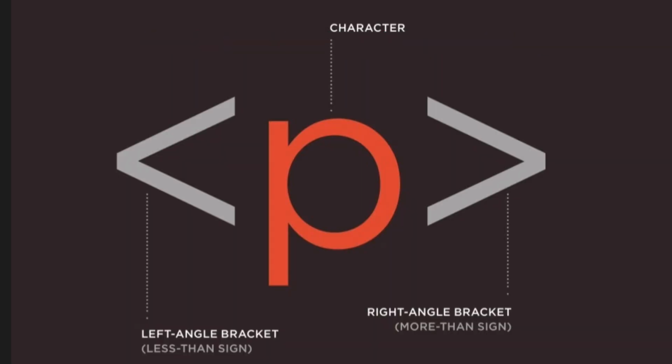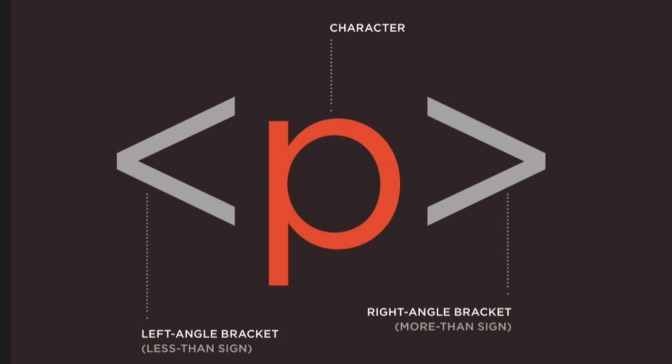This is called a tag. Let's take a closer look at it. This is called the opening tag. It always has the left angle bracket, that's a less than sign, and the right angle bracket, that's a greater than, or you can call it more than sign. So that is the character in the middle. This is how HTML is structured, mostly with a left angle bracket and right angle bracket.